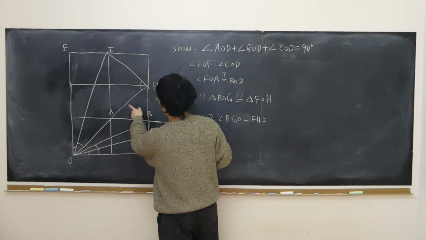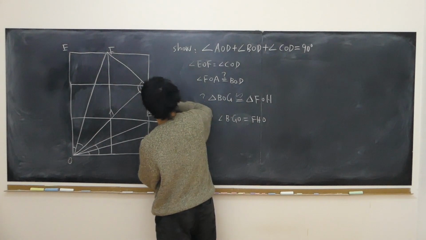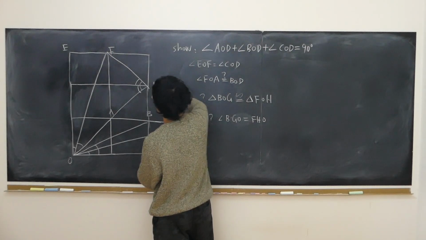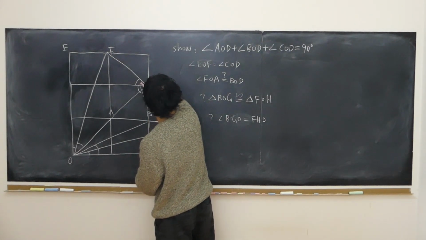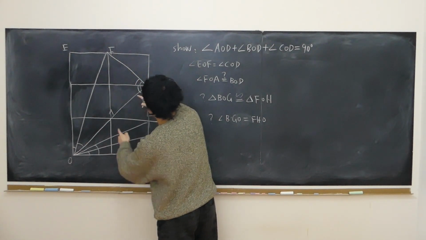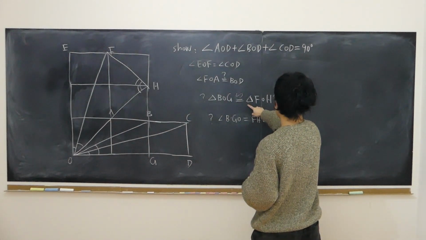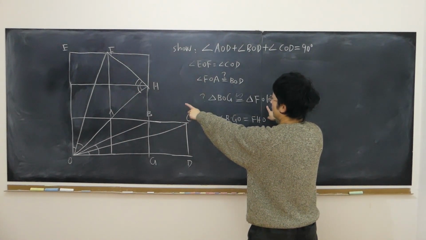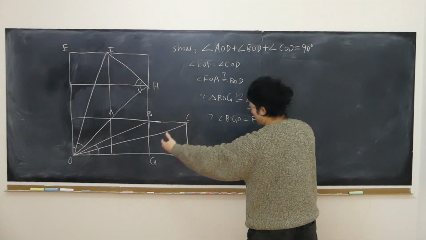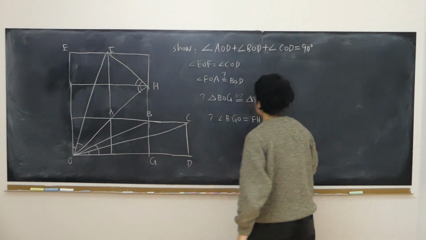Why? Because this is a diagonal of a square, right? So that means this angle is 45 degrees. And for the same reason, this angle is also 45 degrees, right? This is also a diagonal of the square. So that means they add up to be 90 degrees, right? So that means this triangle FOH is indeed a right angle triangle, right? And the triangle BOG is obviously a right angle triangle because this angle is 90 degrees. It's a square, 90 degrees.